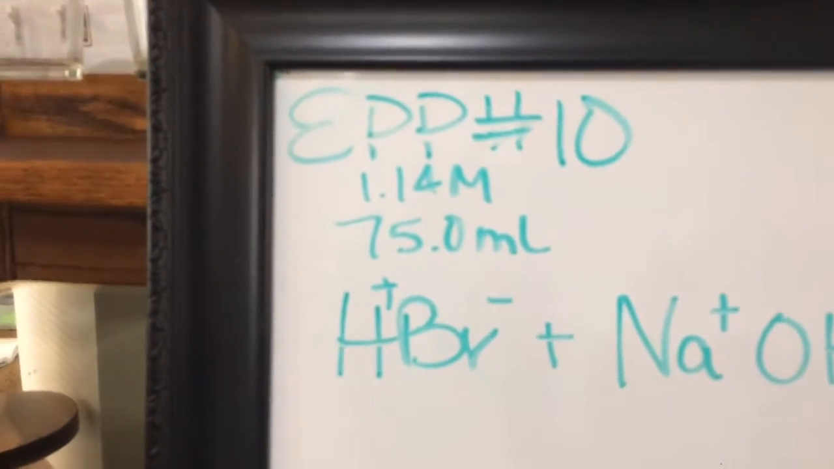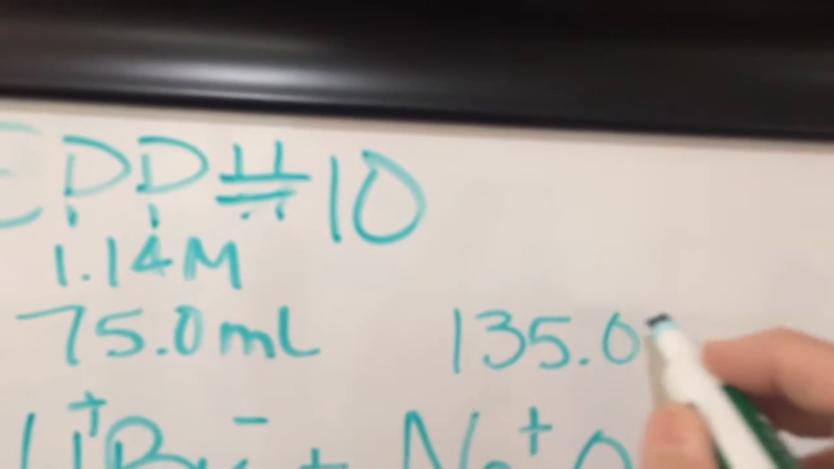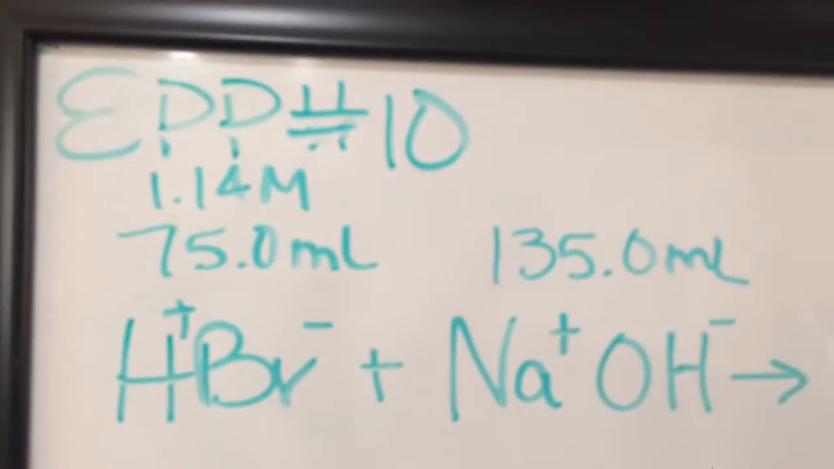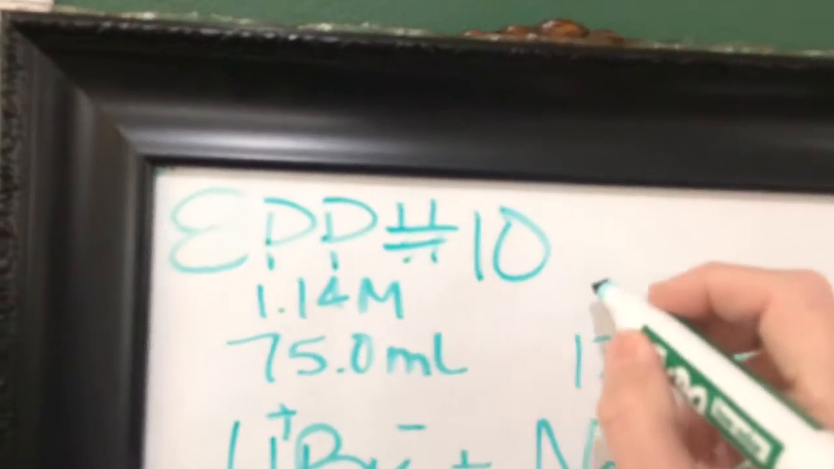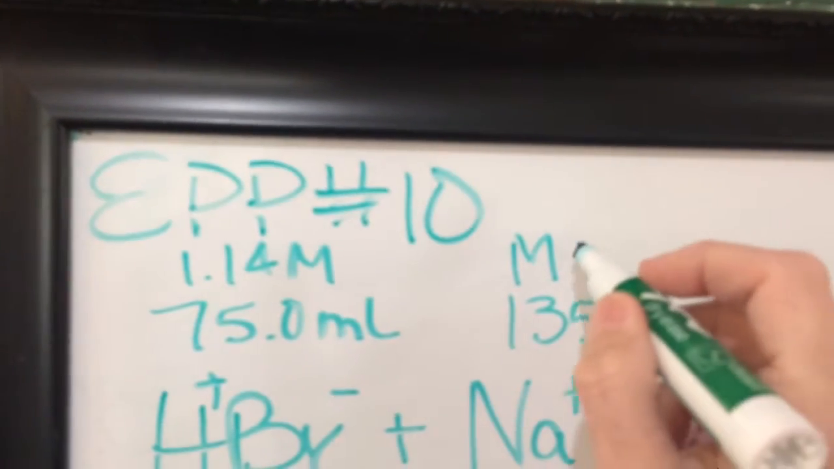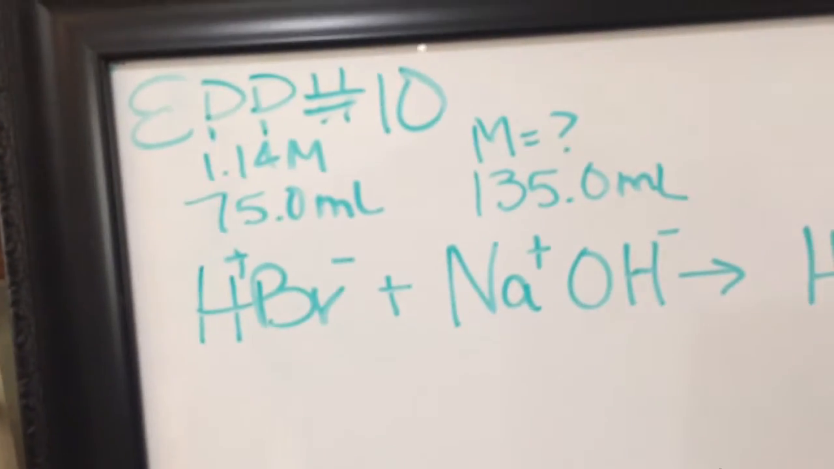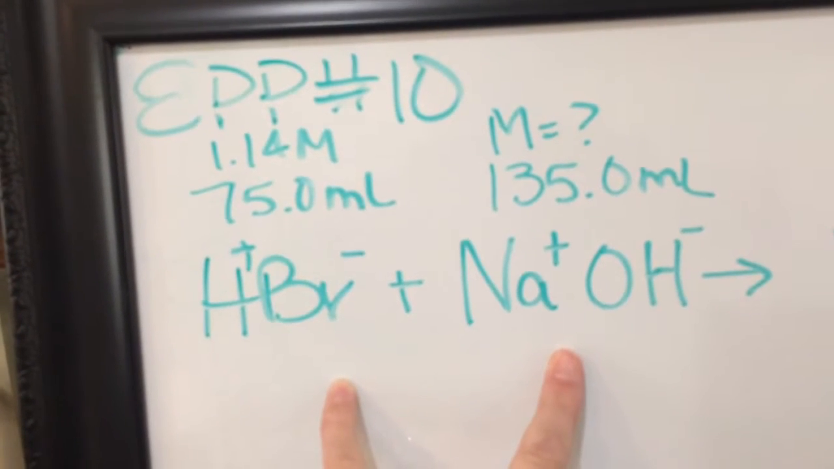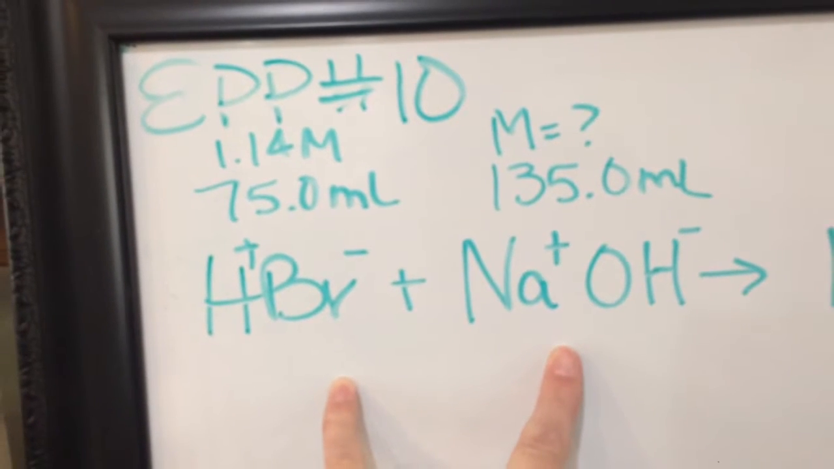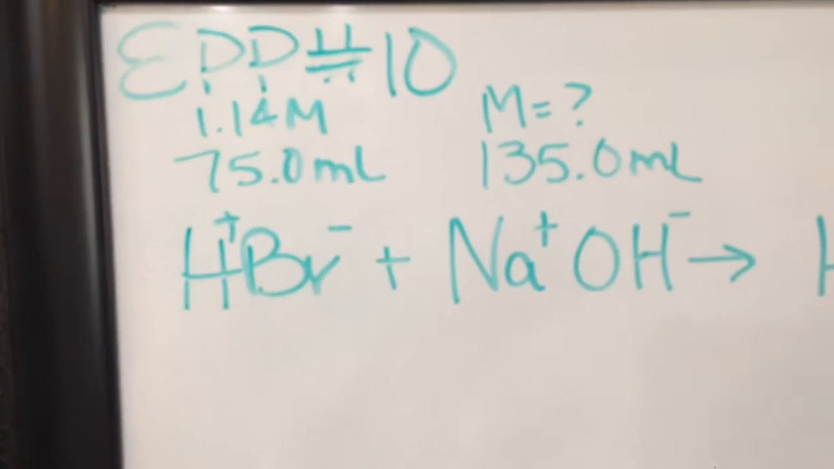Now the question says it takes 135.0 milliliters of NaOH to reach the endpoint. And so what is the concentration of this acid? It's asking you what this is, okay? So here's the question. Now remember, this is not M1V1 equals M2V2 because these are two different formulas. You only use that when it's only one, okay? So just remember that.